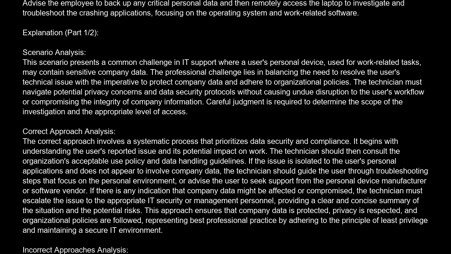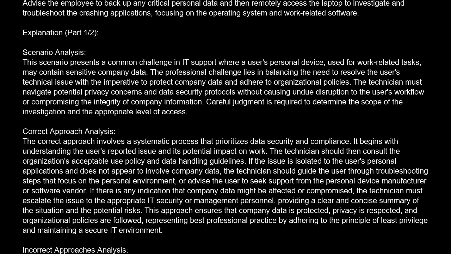If there is any indication that company data might be affected or compromised, the technician must escalate the issue to the appropriate IT security or management personnel, providing a clear and concise summary of the situation and the potential risks. This approach ensures that company data is protected, privacy is respected, and organizational policies are followed, representing best professional practice by adhering to the principle of least privilege and maintaining a secure IT environment.